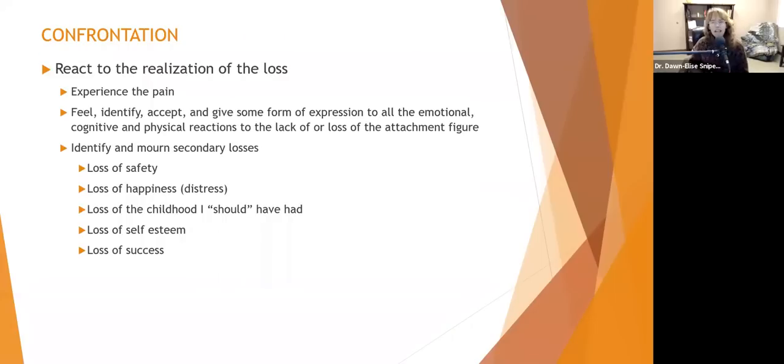And then have them identify and mourn secondary losses, such as their loss of a sense of safety, their loss of happiness because they felt so much distress throughout their childhood, the loss of the childhood that they think they should have had, the loss of self-esteem because they never felt valued or valuable, and the loss of success because they were always struggling to get by. They didn't do well in school because they were just so unhappy all the time or so scared all the time that they couldn't focus.